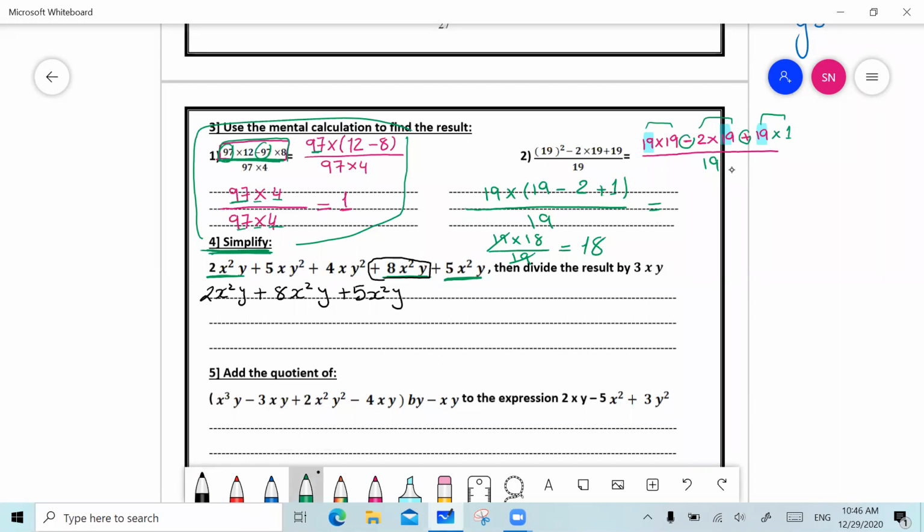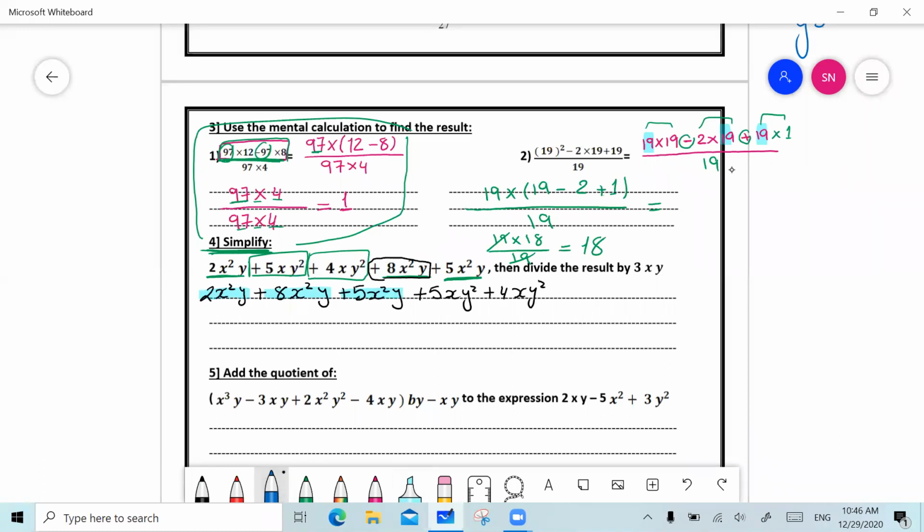And then I have positive 5xy squared, positive 4xy squared. So positive 5xy squared, positive 4xy squared. Combine the like terms together. I'm going to add those three like terms together.